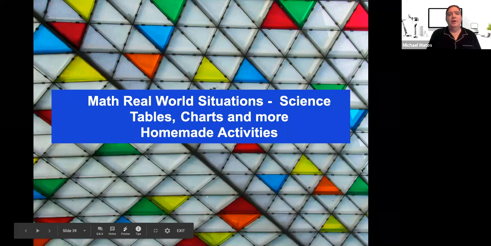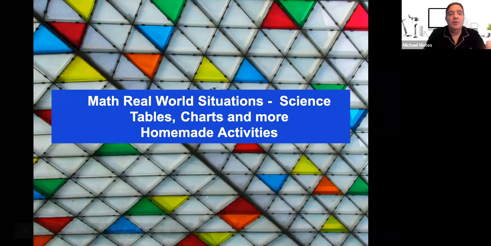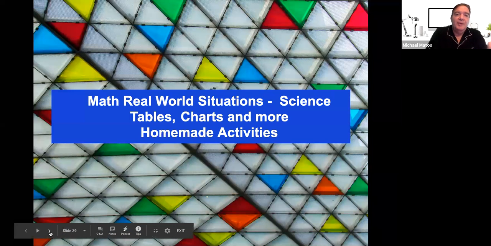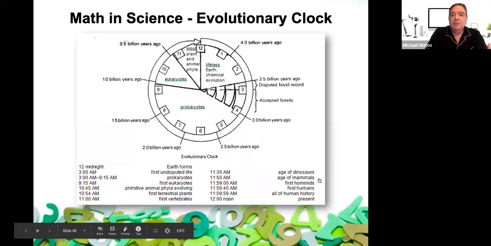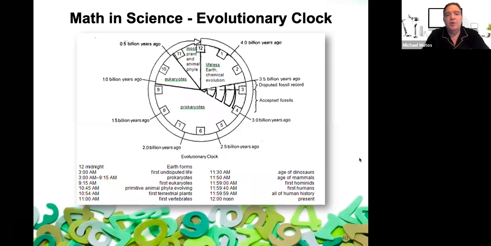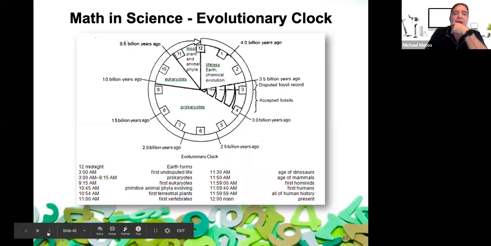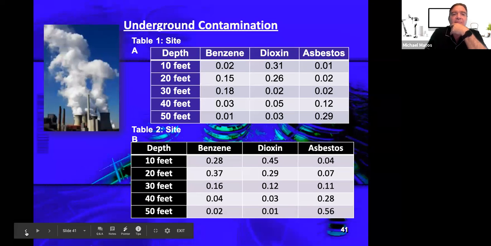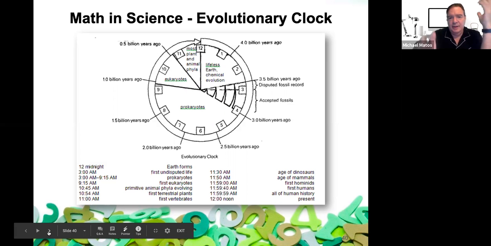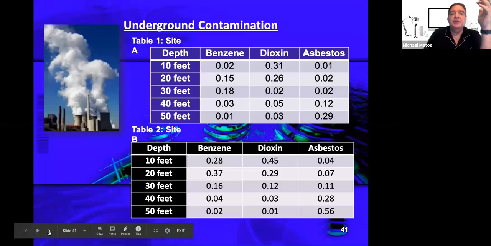Okay, so going on to some real world situations with science. So there's a lot of science involved in math, obviously, and I'm going to start off this one with just some homemade activities. As you can look here, this is the evolutionary clock, and I have my students work through this and basically answer questions on it. And the link to the activity that I have does have all the questions and the answers if you're interested.